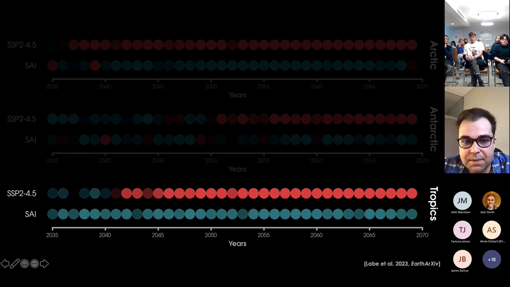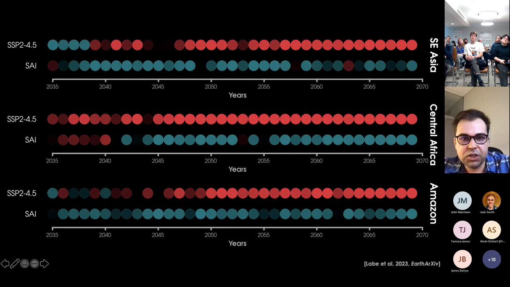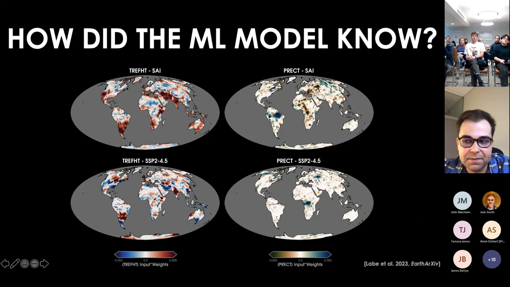And here are just some other smaller regions. I won't spend too much time here, but the idea is that even if you get into smaller domains, these statistical techniques are still able to learn patterns in the data. So like everything I've shown so far, we can then use explainability methods to try to figure out how it's making its correct predictions.